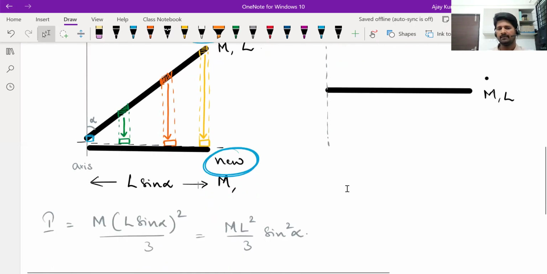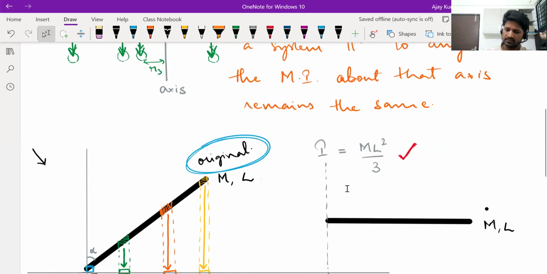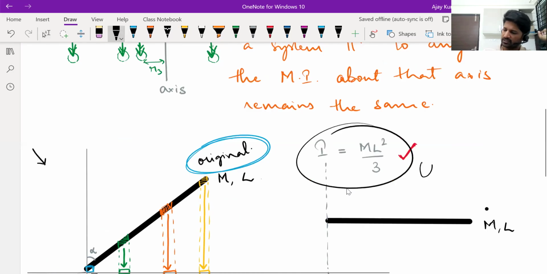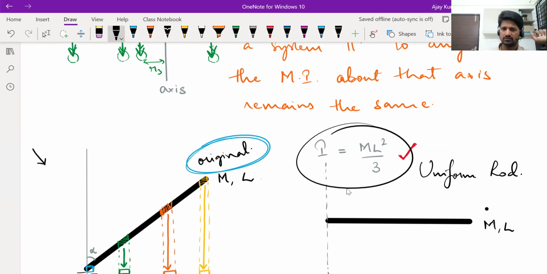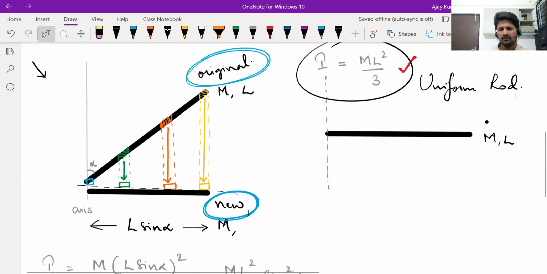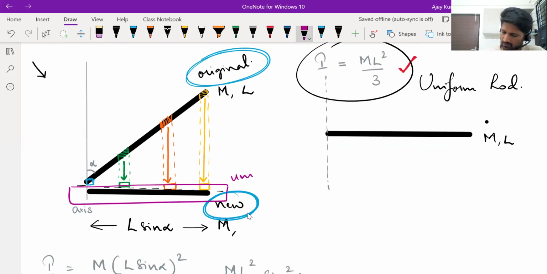But this I is equal to ml square by 3 is valid for a uniform rod, isn't it? What we considered first was uniform. Almost all systems we considered uniform only, for which we derived the formulas. What is the guarantee, or are you sure that this newly formed rod is uniformly distributed? Can any of you comment on this? Do you think all elements of the newly formed rod will be identical, or will there be more mass falling in one place and less mass falling in another place?